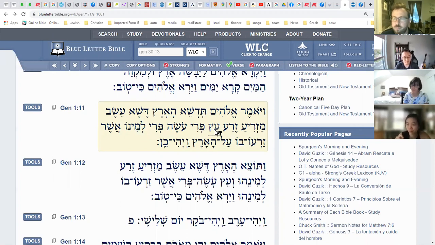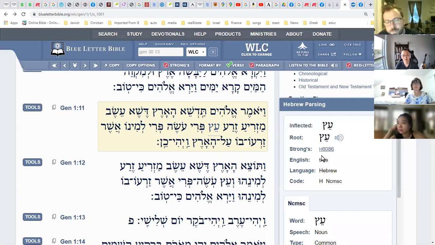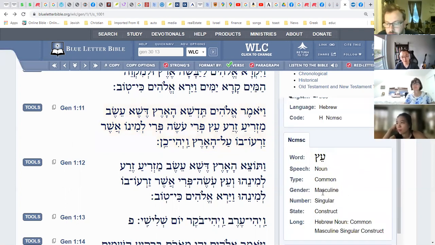Now, I don't know actually whether, well, true, tree is the subject. So that would mean that "his" refers back to tree, and tree should be masculine. Let's just check that out and see if that's true. And it is masculine. So the o refers back.